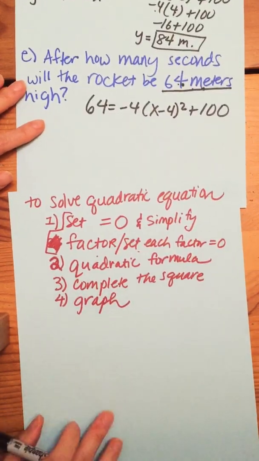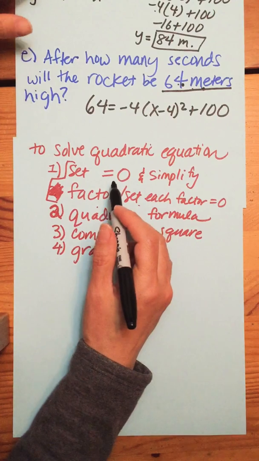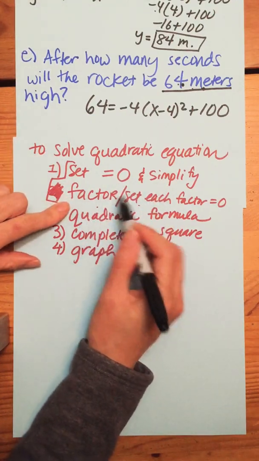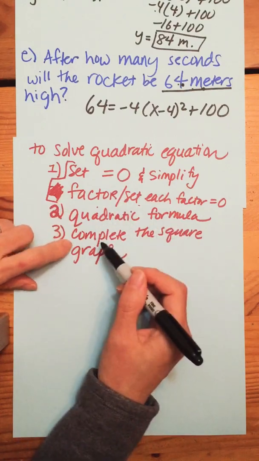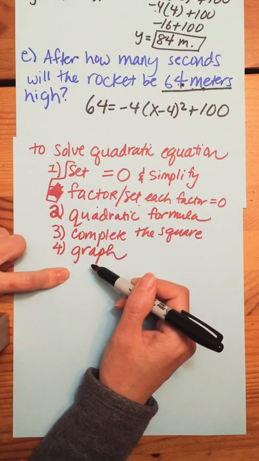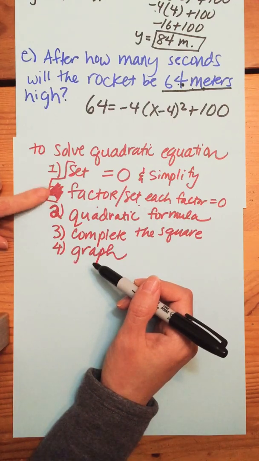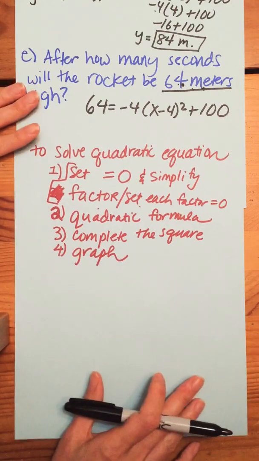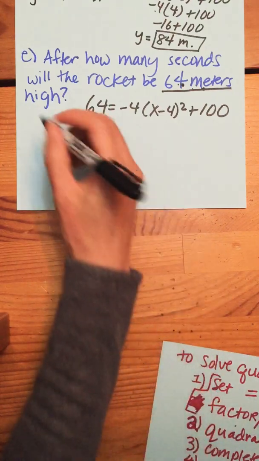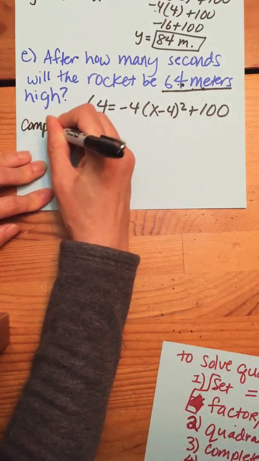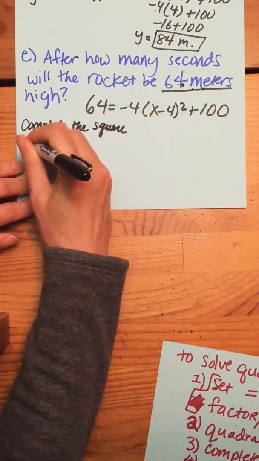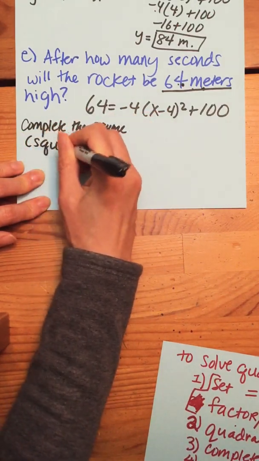So I'm going to move this all the way up here. We can either set the equation equal to 0, simplify, and then factor, so basically factoring. We can use the quadratic formula, we can use complete the square, or we can graph. Because I've already used the factoring method, I'm going to go ahead and use the complete the square method this time, okay? Just so you see a different example. So complete the square method. Also, the same thing as square rooting. Complete the square or square rooting method.